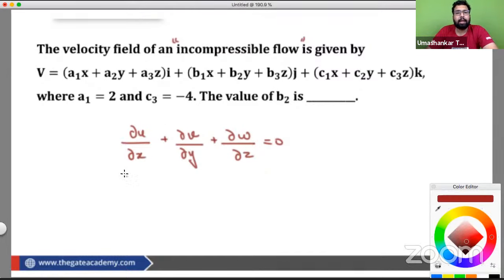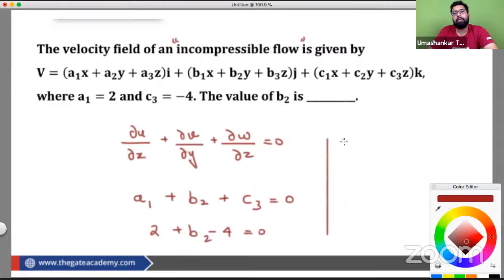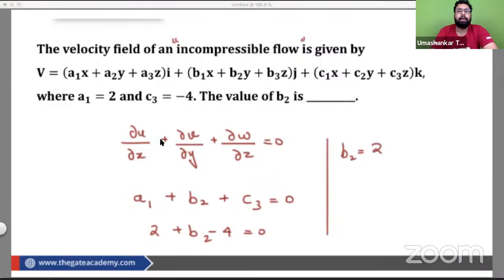So del u by del x will be A1. Del v by del y will be B2. And del w by del z will be C3. Now putting the values, A1 is 2, beta, and C3 is 4, so 2 plus B2 plus 4 is equal to 0. So from here we can find the value of B2, and it is coming out to be 2.